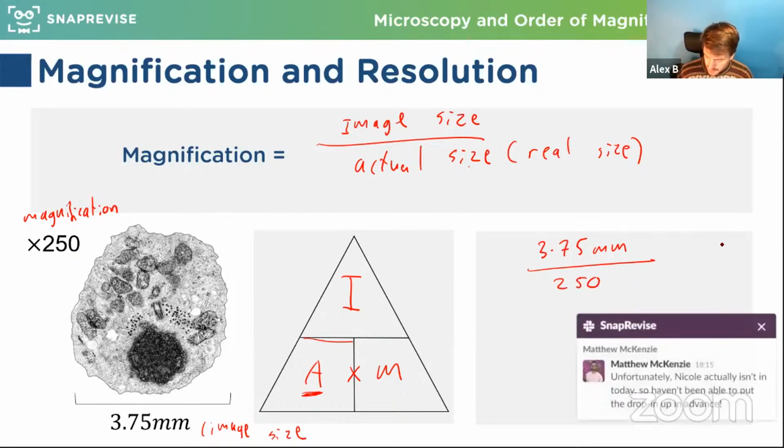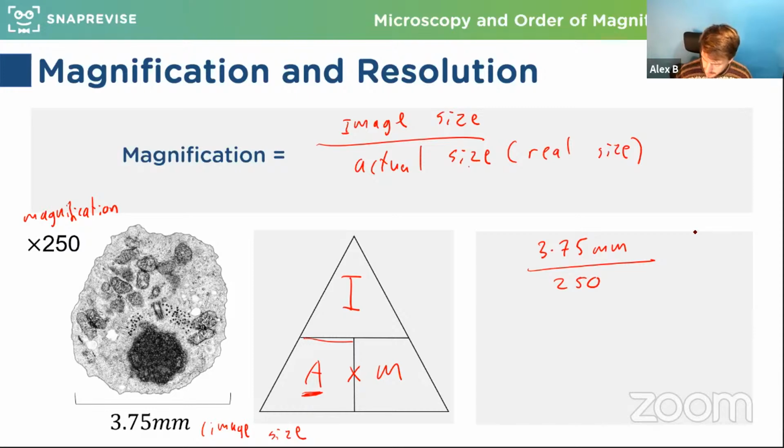What we might want to do before we divide it is convert it to micrometers. So millimeters to micrometers, we times by 1,000. So we get 3,750.